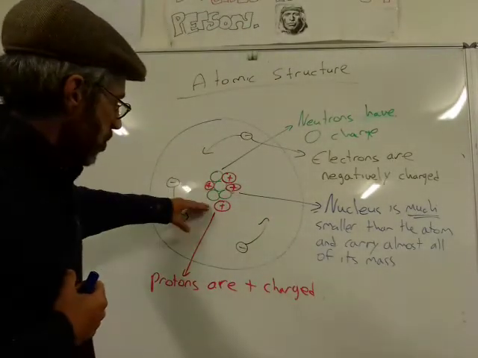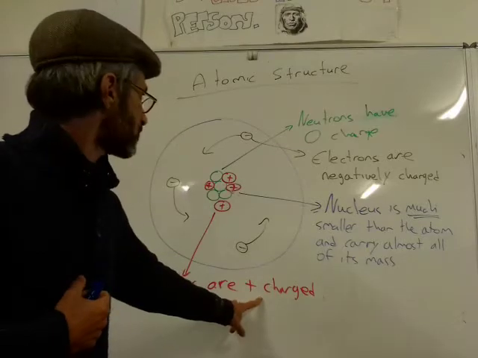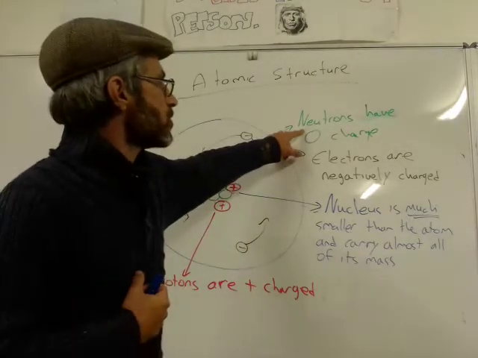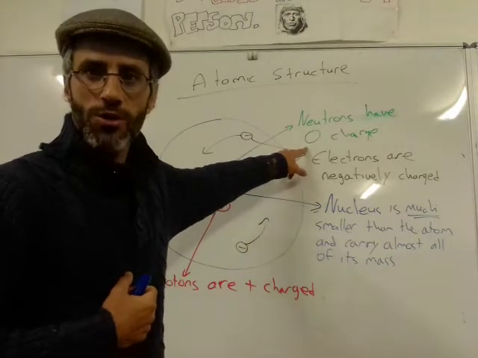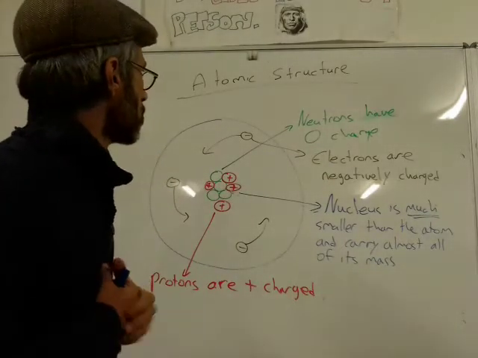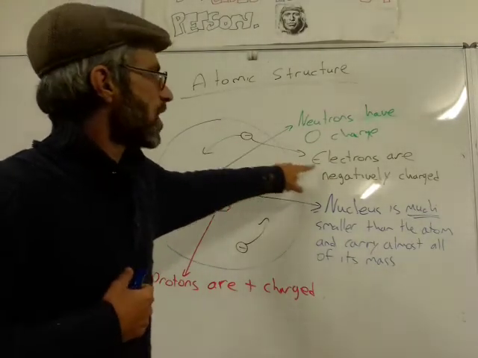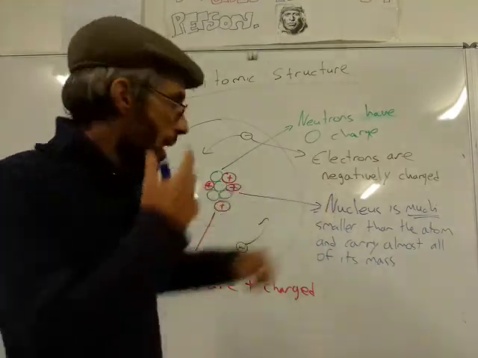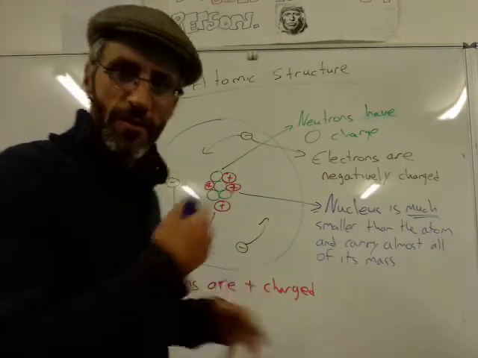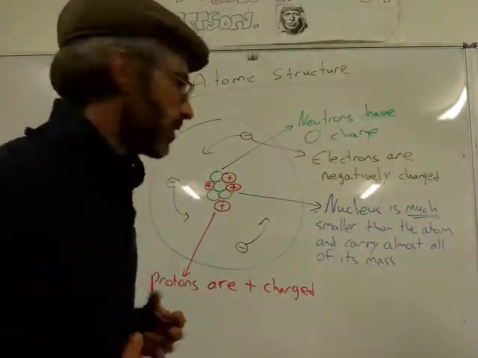So we've got the protons are positively charged. Okay? The neutrons have zero electric charge. Zero means neutral, they don't have electric charge. The electrons are negatively charged. Okay? Now here's the thing, I said some of it, but I'm adding a little bit to it.